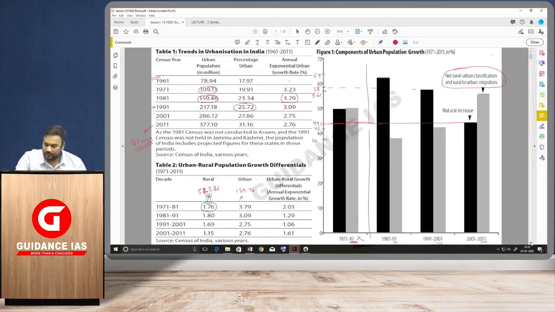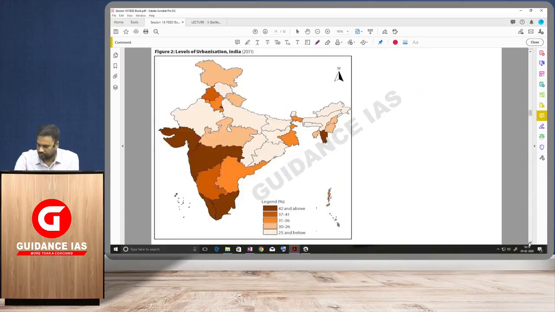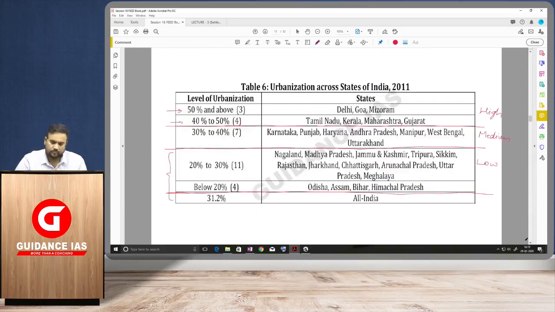अब macro urbanization levels के लिए यहाँ पर मैंने दे रखा है. 2011 census के point of view से देखें तो we can categorize the states into three categories. One, which are high, where the urbanization level is a bit higher. I am keeping those which have urbanization over 40%. So, Delhi, Goa, Mizoram, Tamil Nadu, Kerala, Maharashtra and Gujarat. These are the states and UTs where it is higher. States mainly it is given here. So, these are the ones where it is higher.